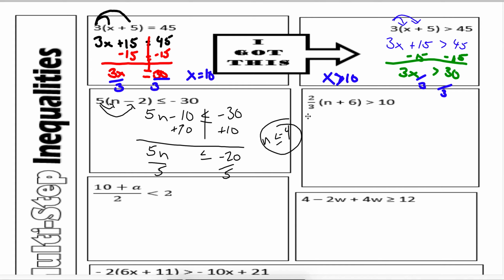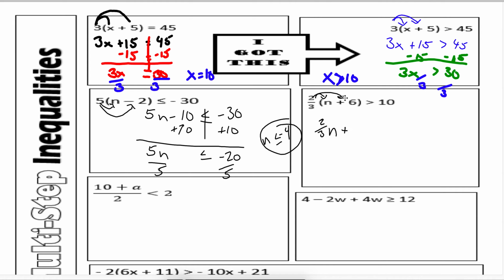Pretty simple. Let's ramp it up a little bit here. Let's work with fractions. Okay, when we work with fractions, we do the same thing though with distribution. We distribute this 2/3 to the n and the 6. Okay, so 2/3 times n is pretty simple. That's 2/3 n. A positive times a positive is going to be a positive.